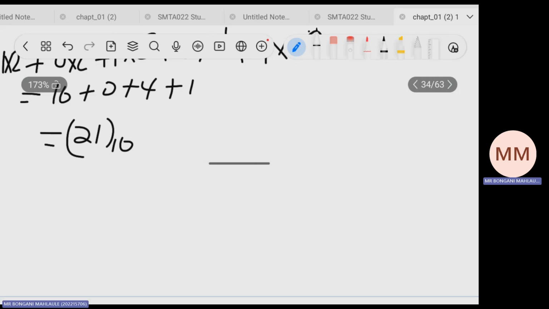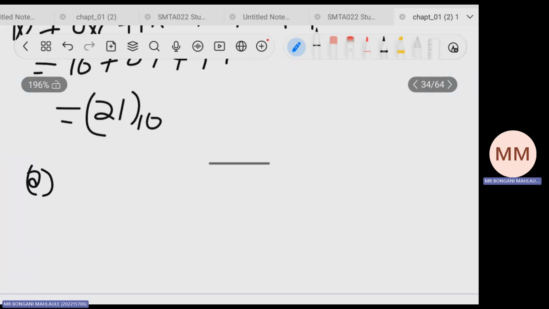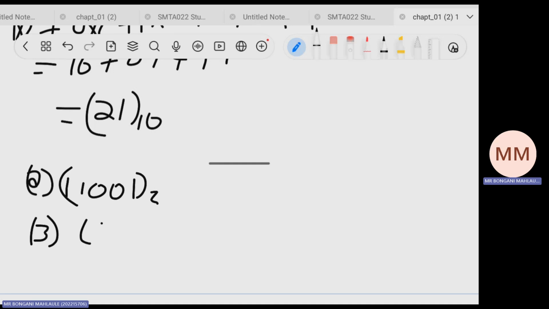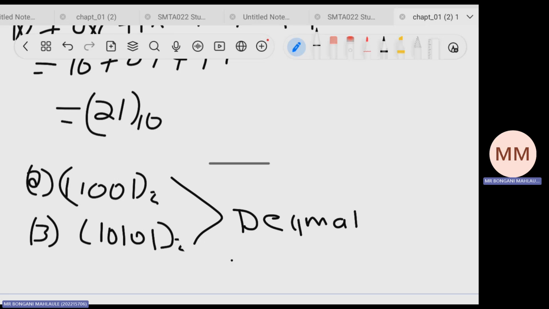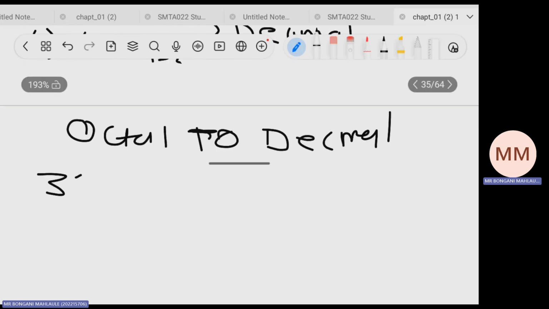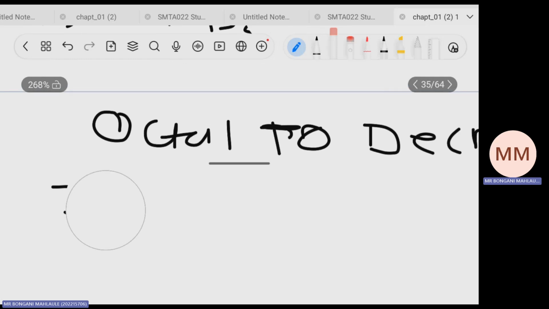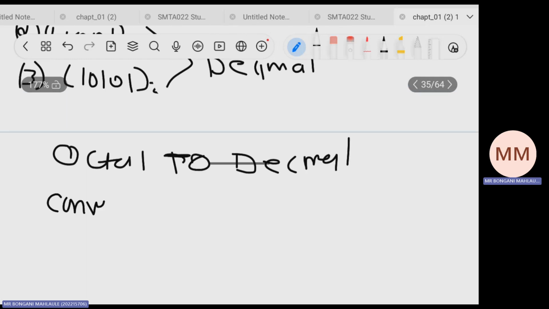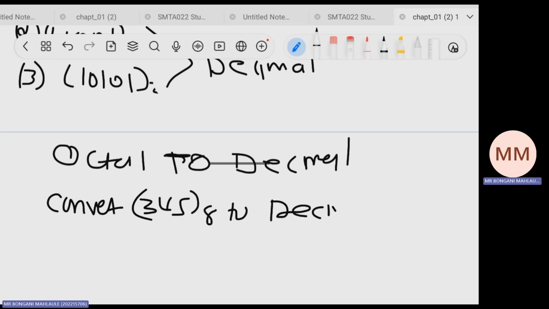So you guys can also go and convert this as an exercise. You're converting this to decimal. Now from octal to decimal, given this, convert to decimal.